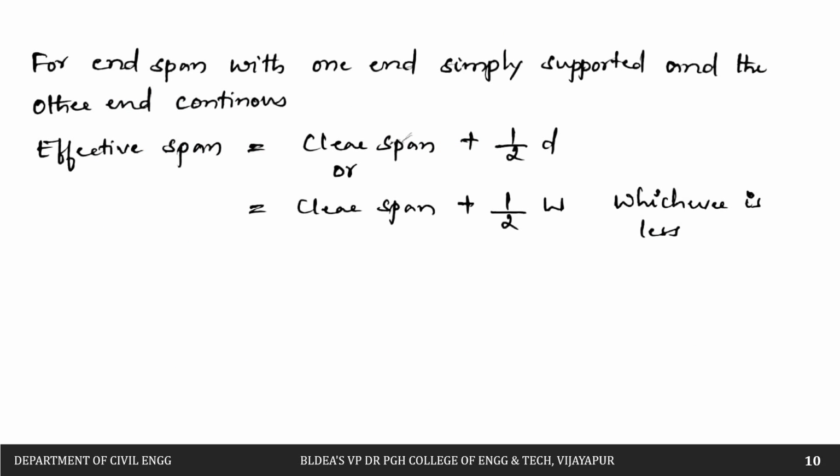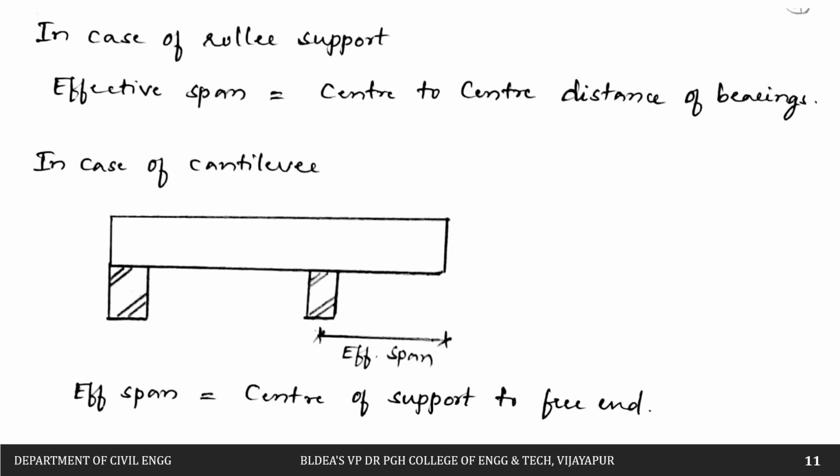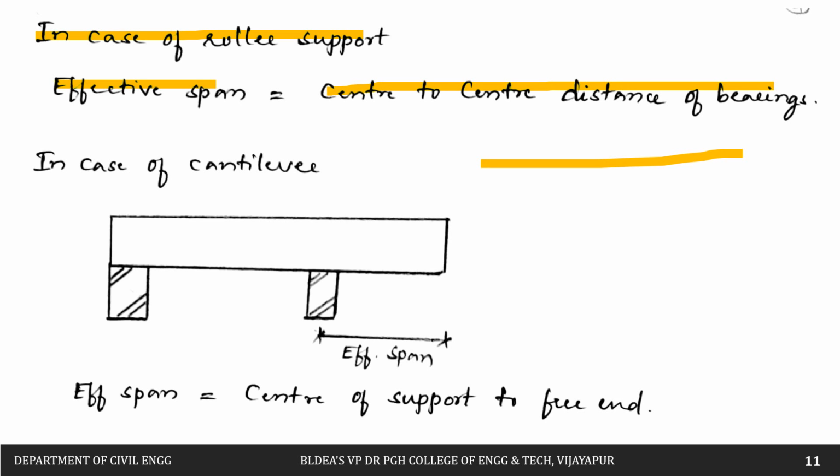Next is the end span with one end simply supported and the other end continuous. If you have a continuous beam with one end simply supported and the other end continuous, the effective span will be equal to clear span plus half the depth, or clear span plus half the width of the support, whichever is less. In the case of a roller support, the effective span will be equal to the center to center distance of the bearings. So, for example, if you have a beam with a roller support, it is the center to center distance of the bearings.